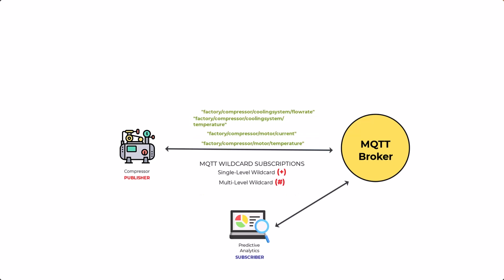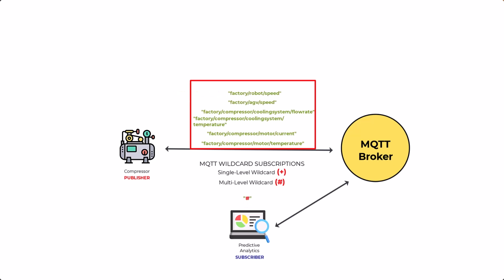There is also the multi-level wildcard, a hash sign, which can substitute for any number of levels. For example, if the analytics application wants to receive all sensor readings from all components of the compressor, it can use the hash wildcard as shown. This would match all topics that start with factory/compressor. And to receive all sensor readings from the factory, it can use the hash wildcard as shown. And this would match all topics that start with factory/.